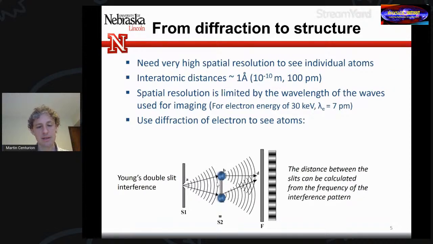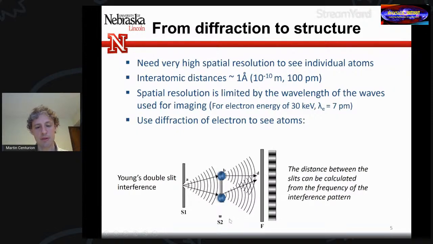Now let's imagine that instead of two slits, I have a diatomic molecule, which has two atoms. Then waves will be scattered from each atom and interfere on the detector, making again a sinusoidal interference pattern. And now again, if I choose the wavelength and the distance carefully, I can make this interference pattern be on a macroscopic scale. For example, on the order of millimeters, which I can easily measure.